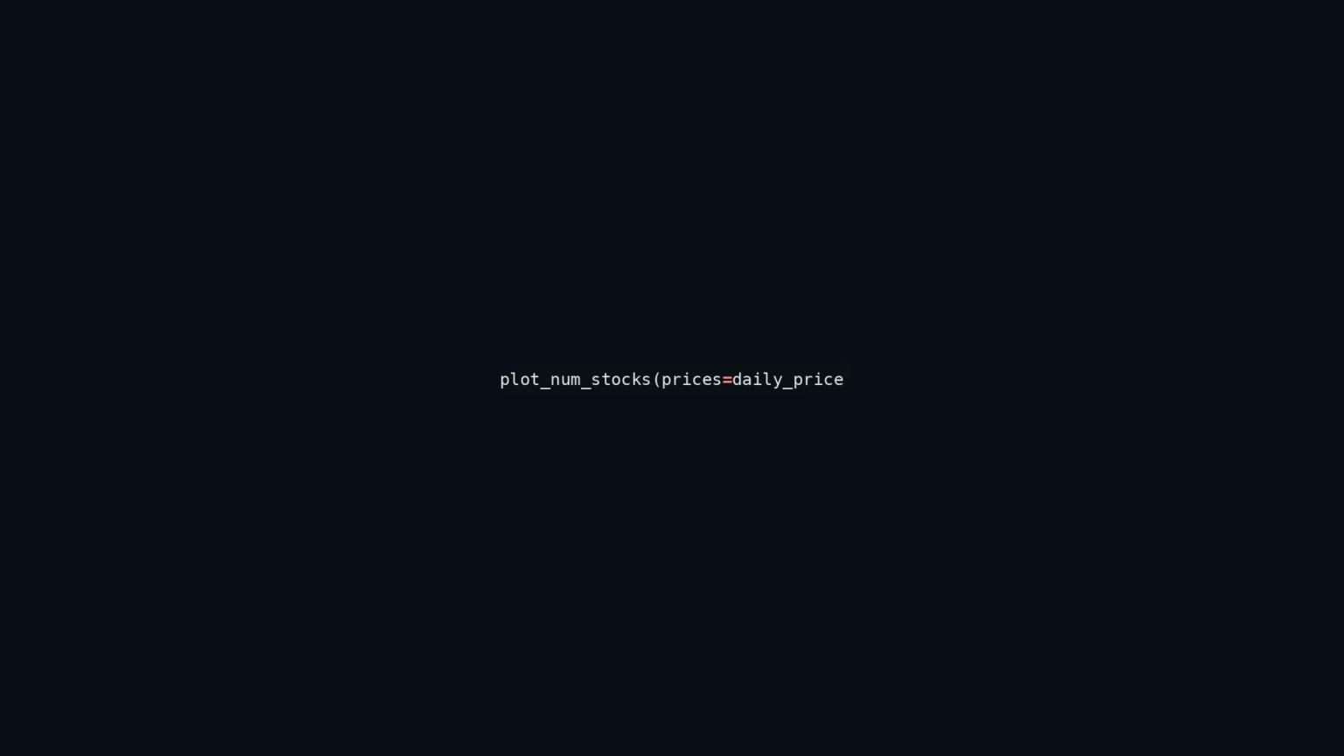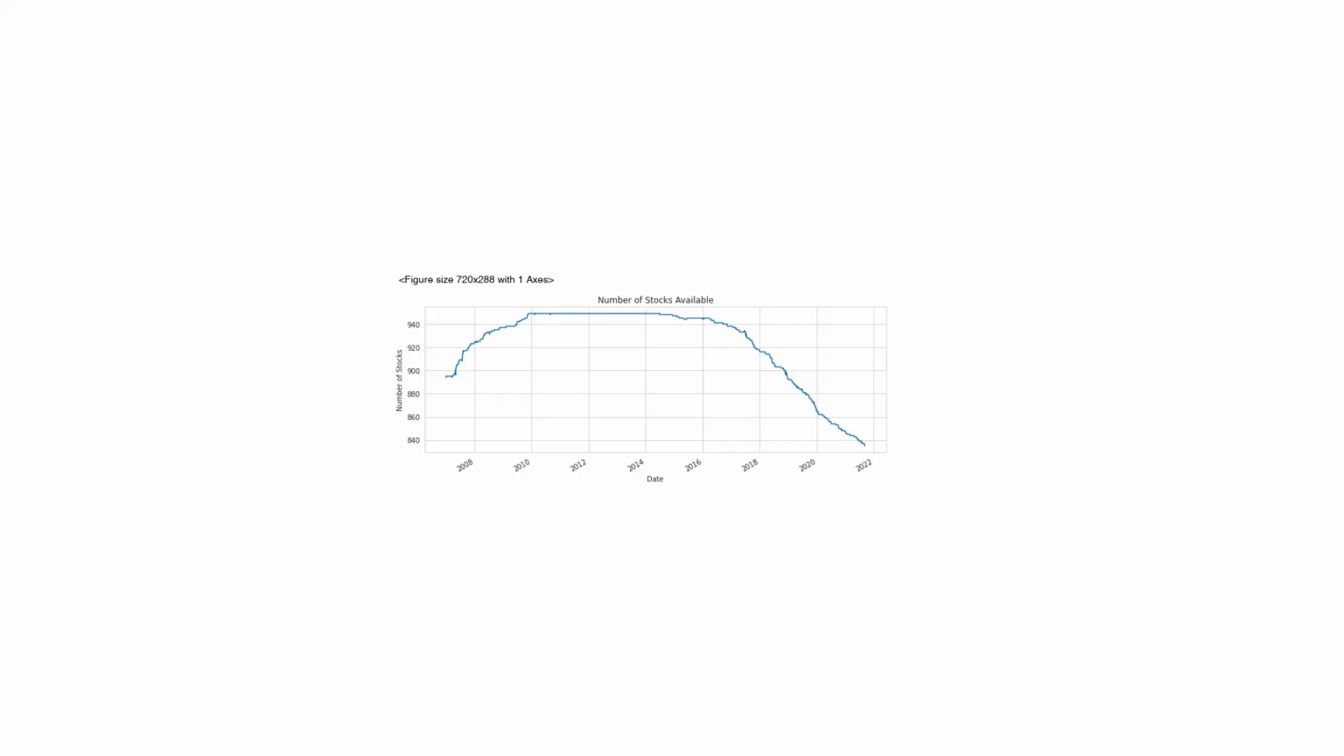This can aid in assessing the completeness and consistency of the dataset, as well as in identifying any patterns or anomalies in the availability of stock data. Such insights are valuable for ensuring the robustness of subsequent analyses that depend on this dataset.